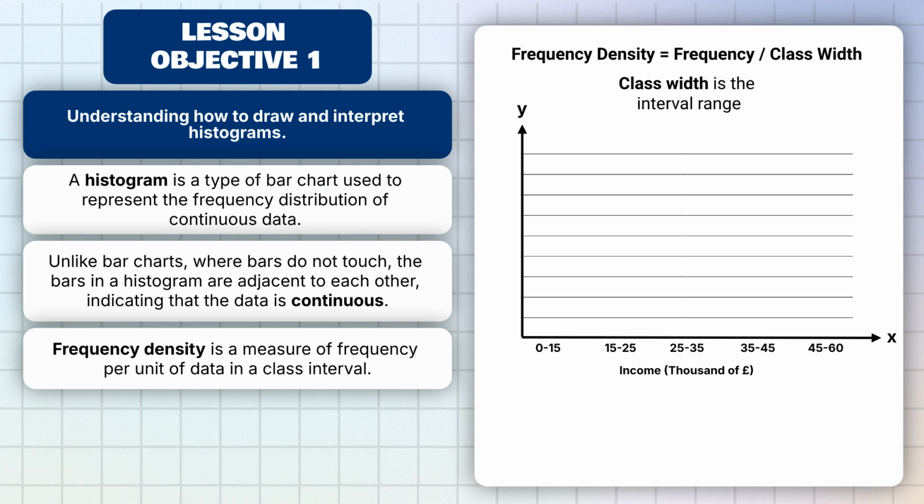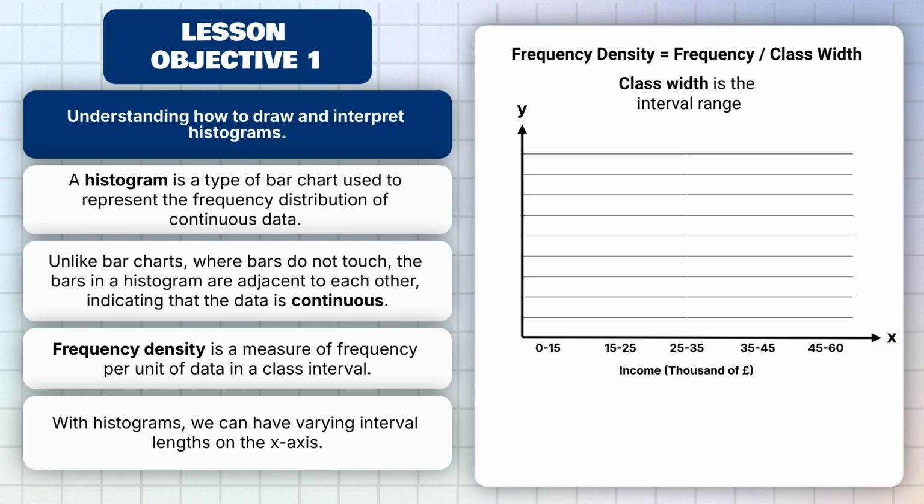On the x-axis, we mark the class intervals, taking care to represent the size of each interval accurately. Note that with histograms, unlike with bar charts, we can have varying interval lengths on the x-axis. So, since our first interval has a width of 15, this will have a wider base on the x-axis than the 15 to 25 interval, which has a width of 10.